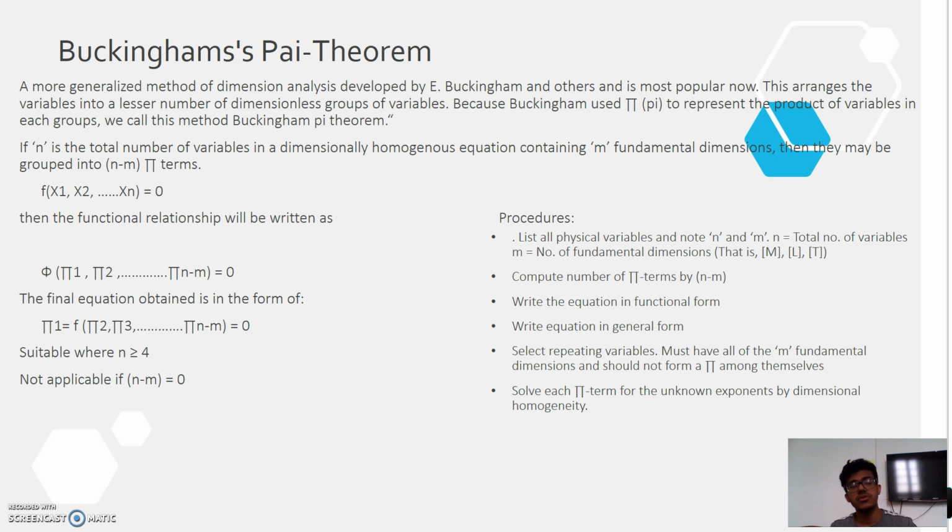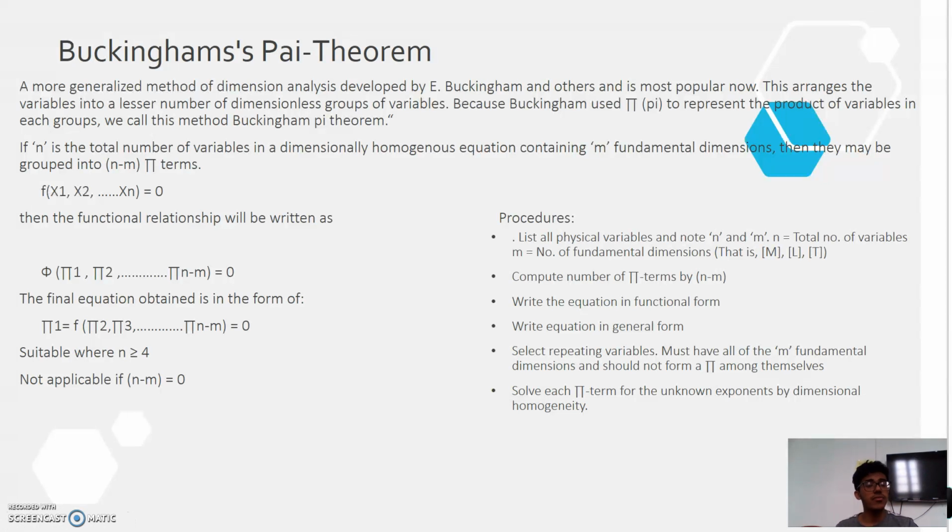And now we're going to go to the second part, which is Buckingham's pi method. It's a more generalized method of dimensional analysis developed by E. Buckingham and others, and it's the most popular now. This arranges the variables into a lesser number of dimensionless groups of variables. Buckingham used the pi to represent the product of the variables in each group. We can call this method the Buckingham pi theorem.